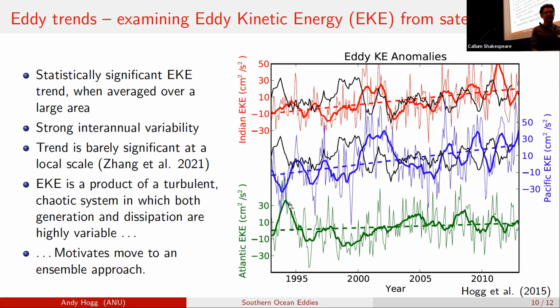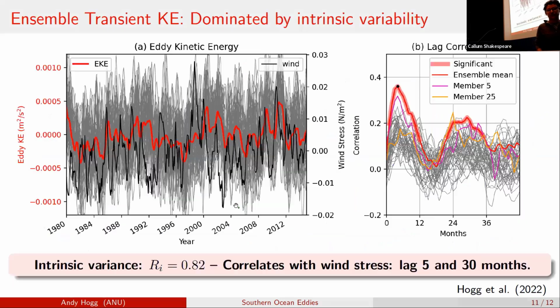And I guess I just want to highlight that the strength of the eddy field, the Eddy Kinetic Energy, is a product of a really chaotic, messy, turbulent process. The generation of eddies is important. The dissipation is also important. And something we've found more recently is that when we simulate this in an ensemble framework, this is a set of 50 eddy permitting ocean models.